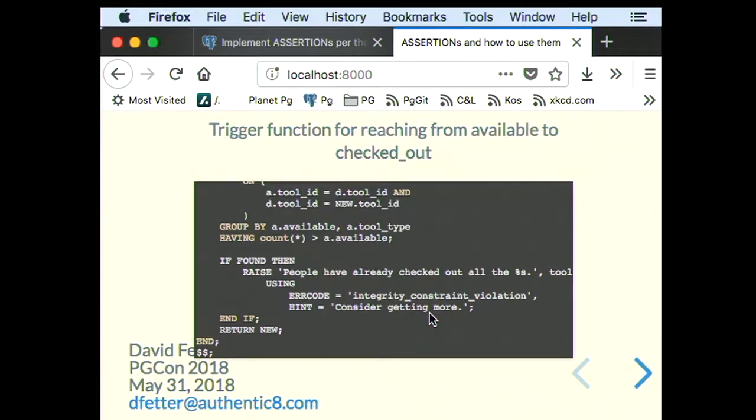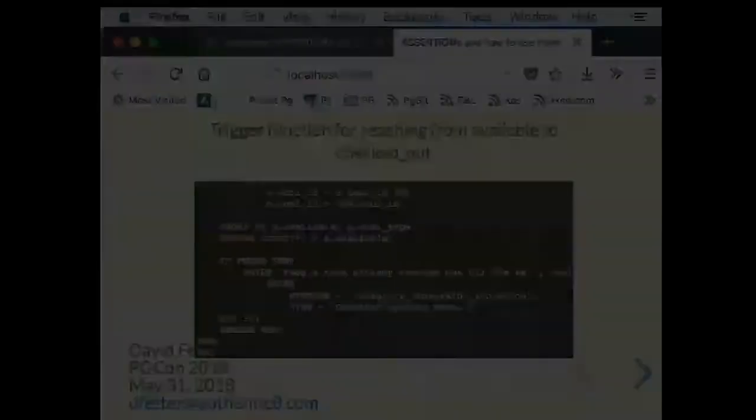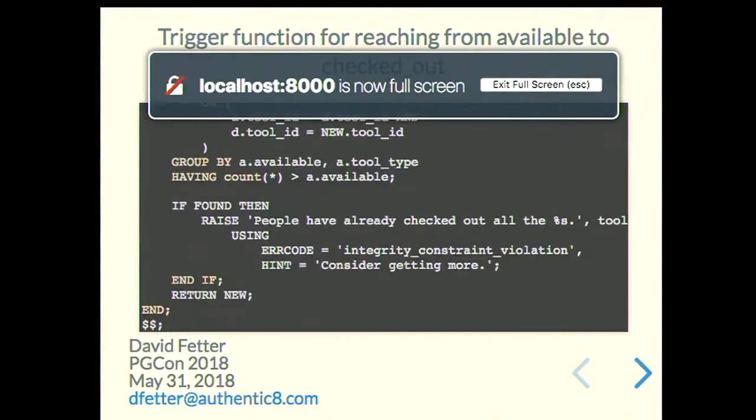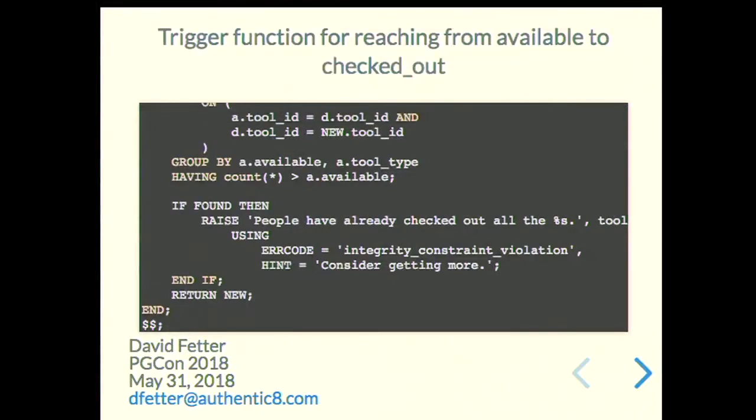And this brings me to an interesting quandary, which is, does it even make sense to have assertions in isolation levels lower than serializable? Like, does that even work? I don't know. It's something I think about a little bit.